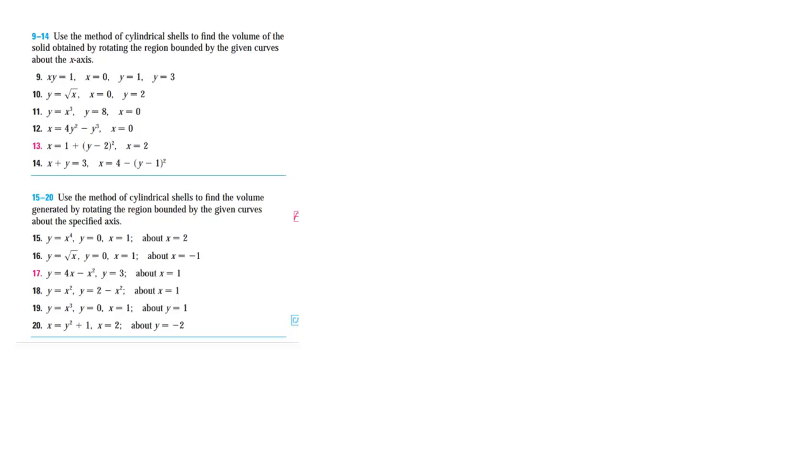All right, so for problem 9, we're going to do the same thing, but we're going to have to sort of figure out which way we want to draw these things. We're going around the x-axis this time, right? And so for cylindrical shells, I need to draw my rectangles parallel to the axis of rotation. So that means all these problems where I'm going around the x-axis are going to be in terms of dy.